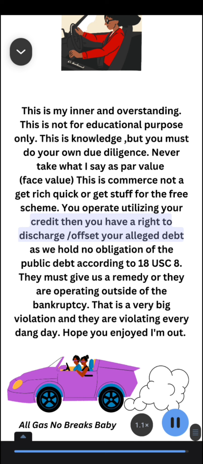You operate utilizing your credit, then you have a right to discharge, offset your alleged debt. As we hold no obligation of the public debt according to 18 U.S.C. 8, they must give us a remedy or they are operating outside of the bankruptcy. That is a very big violation and they are violating every dang day.